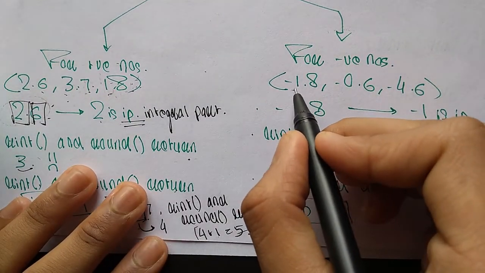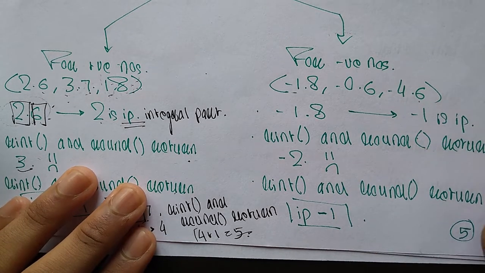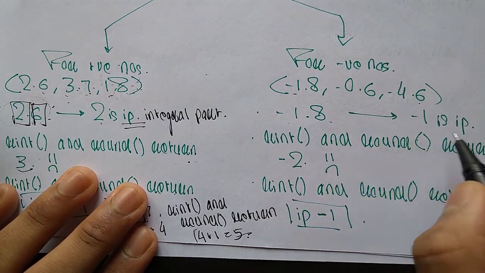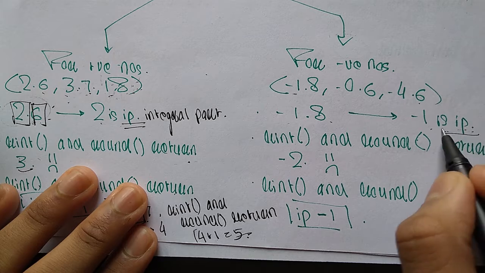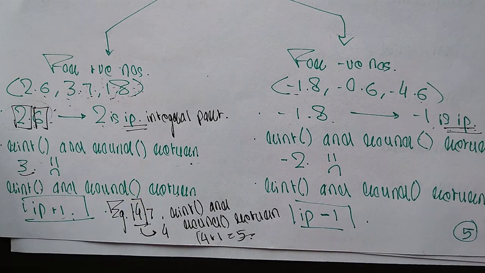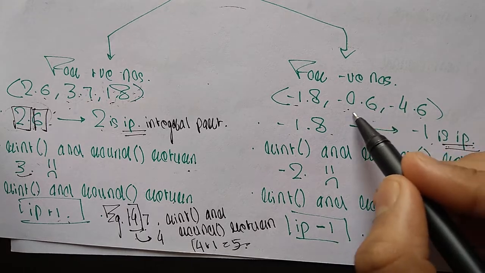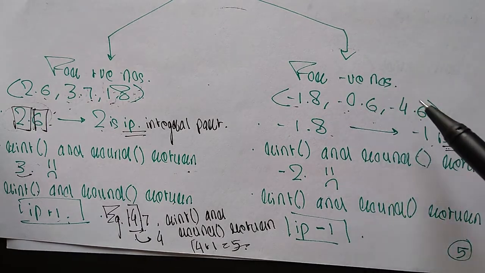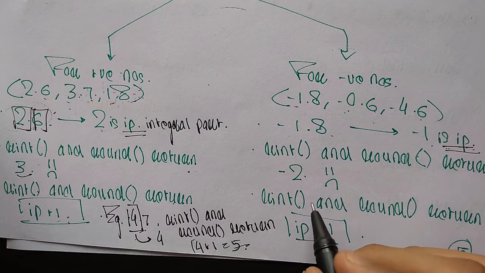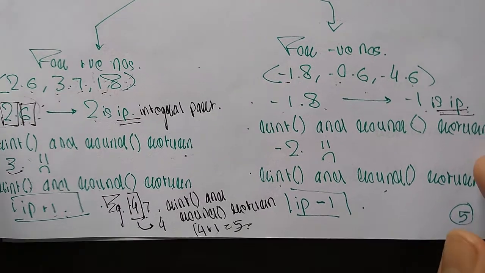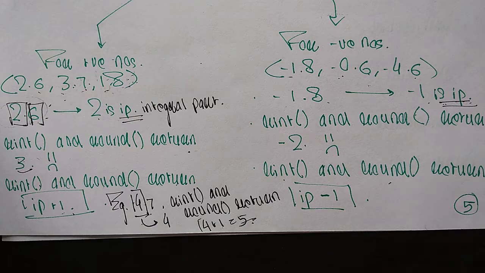And the same goes for negative numbers. We have negative numbers minus 1.8, minus 0.6, minus 4.6. In minus 1.8, minus 1 is the integral part. So what do you think rint and round should return? You'd say minus 1 plus 1 is 0, so it will return 0. Wrong. Actually, it returns minus 2. I try for minus 4.6, it returns minus 5. I try for minus 0.6, it returns minus 1. So what does that mean? That means rint and round return the integral part minus 1.